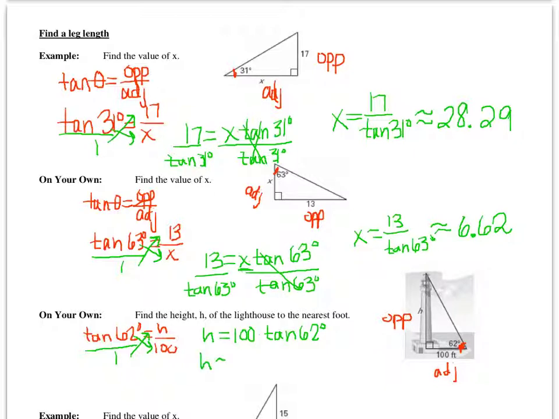And if you do that, you'll find that h is about equal to, I'm saying about equal to because we're going to have to round it, 188.07. Now looking back at the question, it says to the nearest foot. So that would give me actually 188, and my units there would be feet. Because it's a real life situation, I need to include my units.